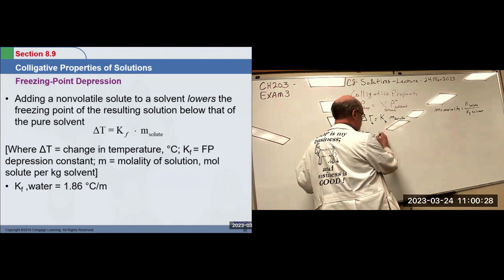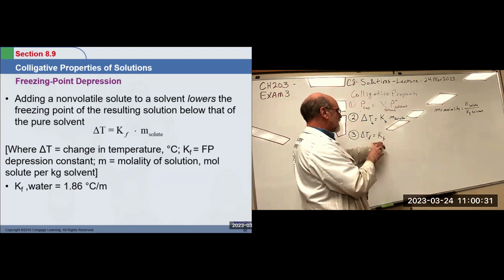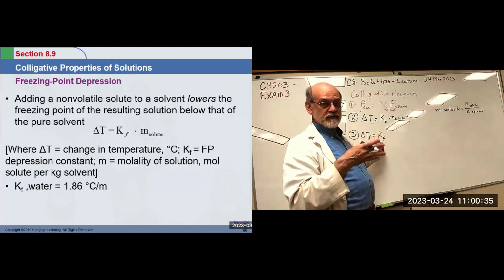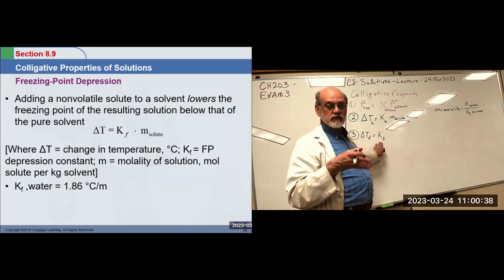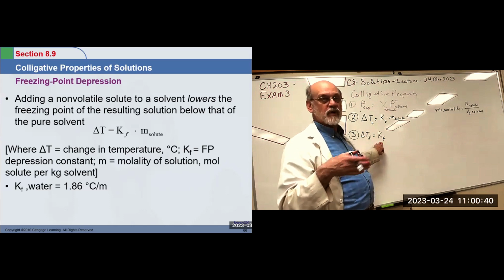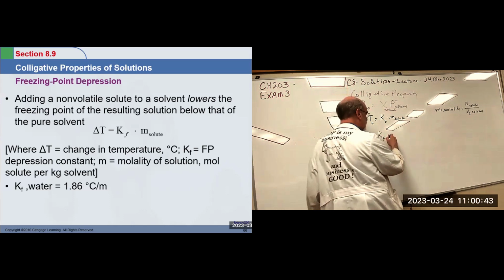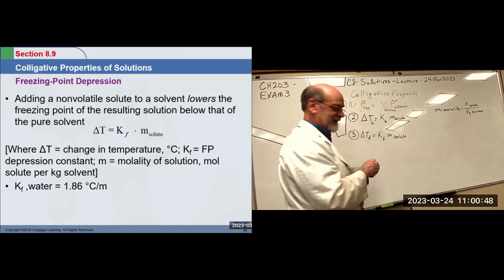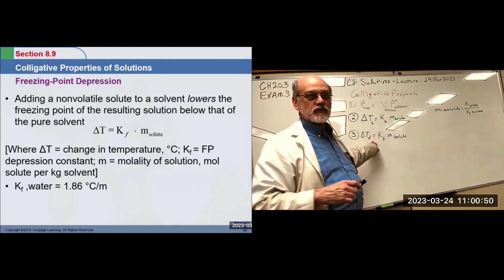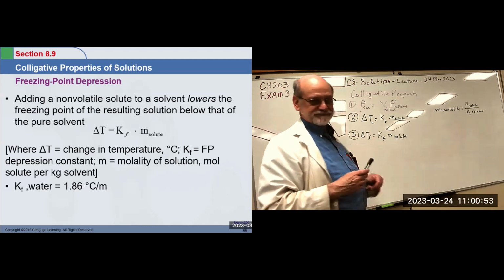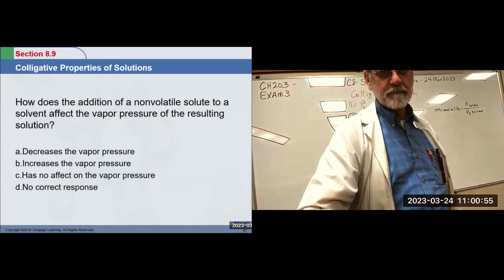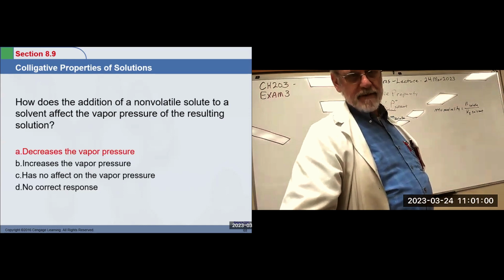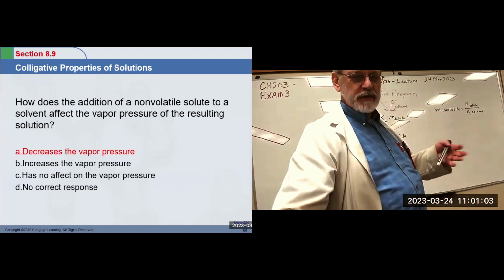Okay, so we have a K, a freezing point depression constant for the solvent, which is different for everything. In this case, we're told that for water, it's 1.86 degrees C per molal, and then the molality of the solute. Okay, this is the one we're going to use next week. So if we add a non-volatile solute, we decrease the vapor pressure.